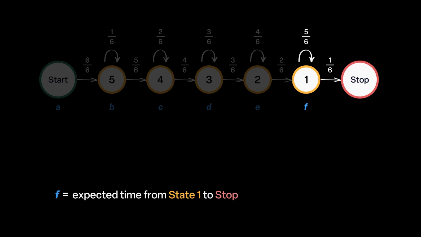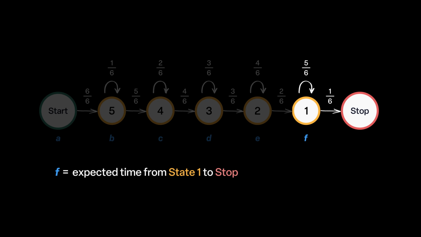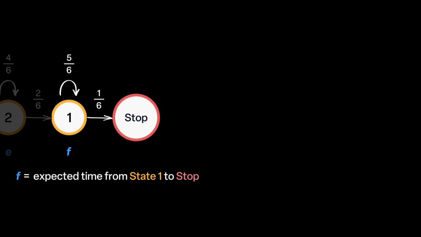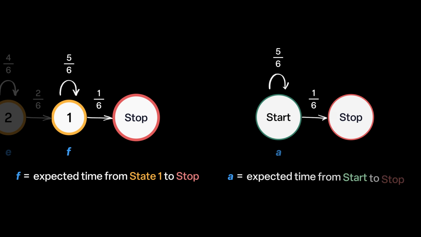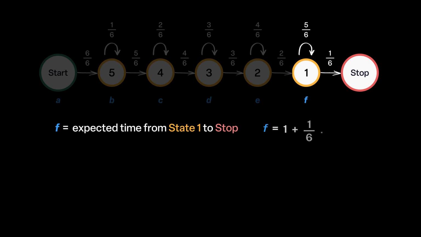variable, namely F. Here, F is the average time it takes to go from state 1 to stop. If you stare at state 1 and the stop state, that part of the diagram looks just like our warm-up problem. So we get this equation for F. We can solve for it just as we did in our first problem. We see that F is 6.